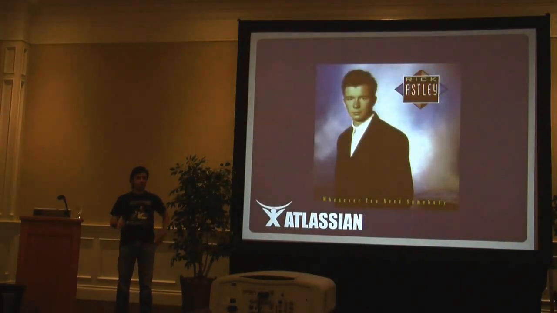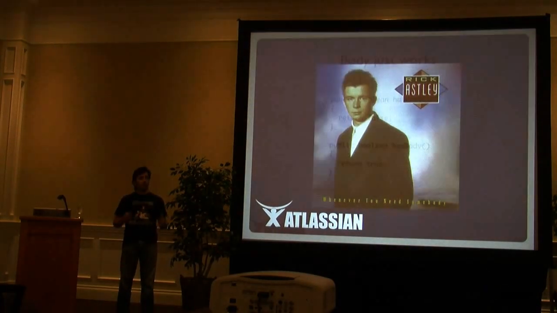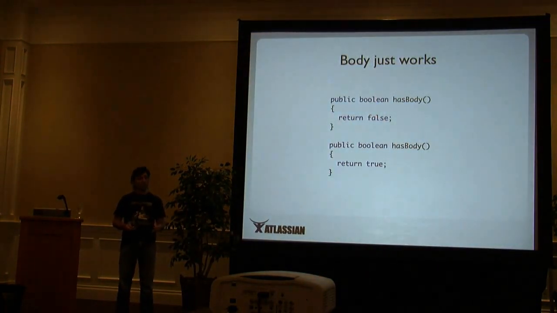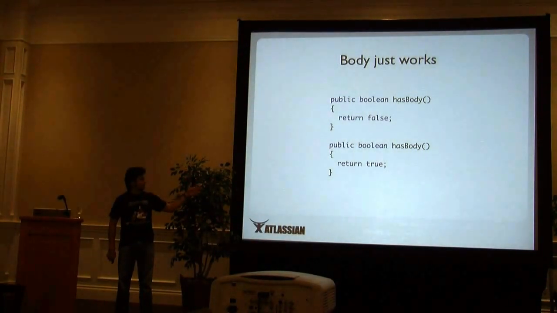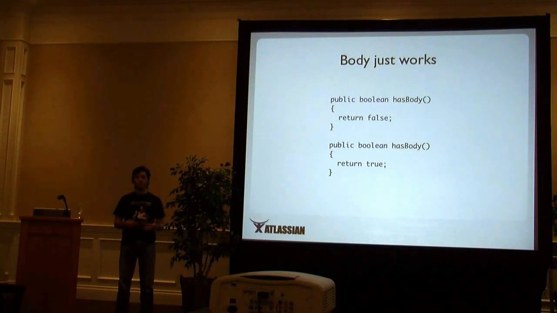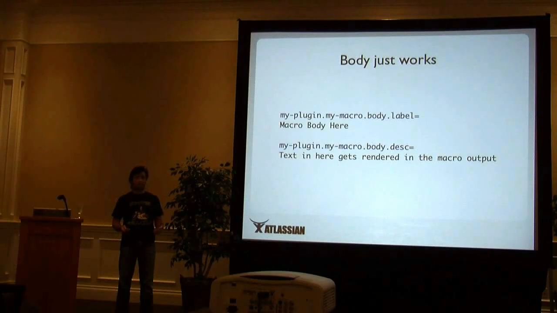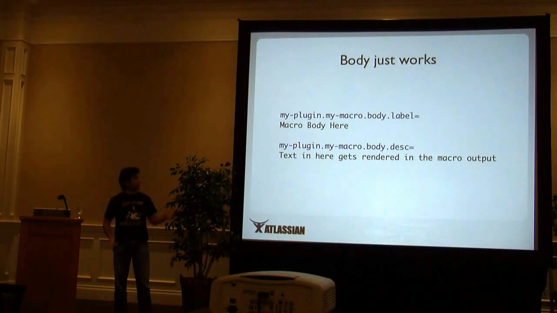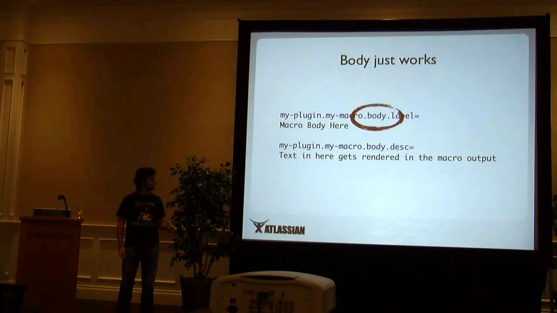Now, what if you need a body? What if you have a body macro? Then the work's pretty much done for you already. If you specify has body to return true in the actual Java code itself, then we will put a body into the macro browser. You don't have to specify anything else. And if you do want to specify some internationalization text to make it easier for the user to know what they're allowed to put into the body, then you just use the same convention but replace param with body.